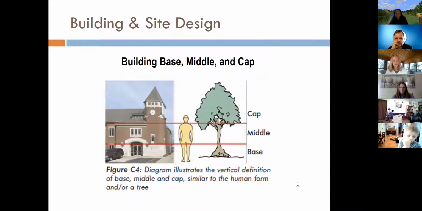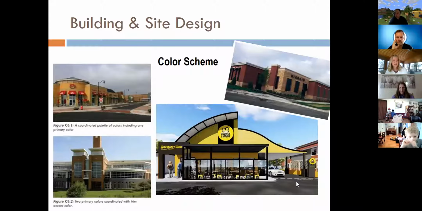This is an ancient formula that encourages a heavy appearance at the building's base, a quality building cap, since this is where the building meets the skyline, and a middle that is usually repetitive from floor to floor and helps establish vertical proportions. And lastly, color scheme to unify the building image and complement the surrounding context.